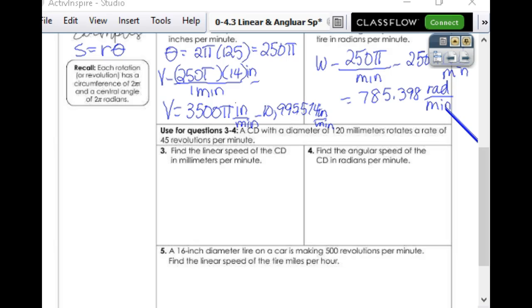All right, so I'm given the diameter. Do I want the diameter? What do I want? Radius. So the radius is going to be 60 millimeters. And it rotates at 45 revolutions per minute. Find the linear speed. So all of that information, I start where?